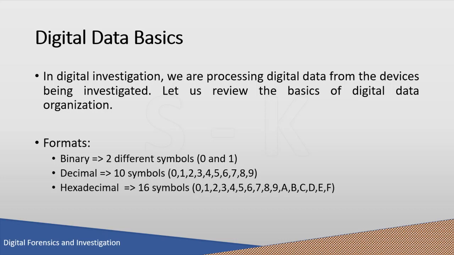In hexadecimal format, we have 16 symbols: 0 to 9 and A to F. The hexadecimal equivalent of A is 10 in decimal. Similarly, hexadecimal B is equivalent to 11 in decimal, and F is equivalent to 15 in decimal. Again, similar to the binary and decimal formats, data in the hexadecimal format is also represented as a stream of those hexadecimal symbols or digits.